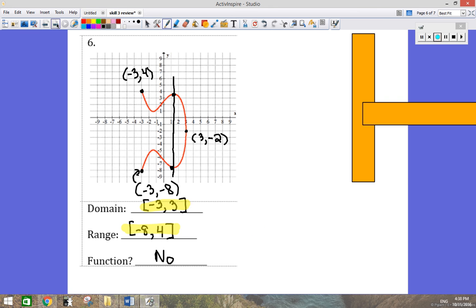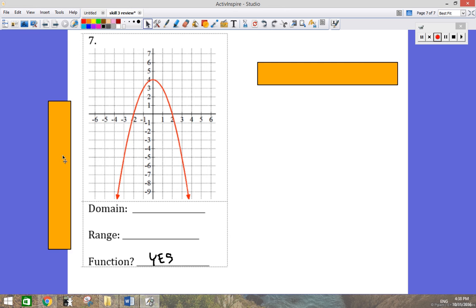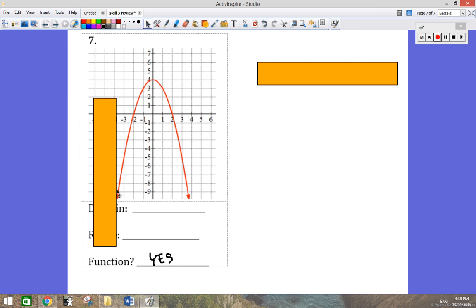All right, let's take a look at number 7. We're familiar with this. This is the quadratic function. So when I get down here, I'm going to pretty much argue, well, yeah, this is a graph that I have memorized from a library of functions that I know. It passes the vertical line test. It's a function.